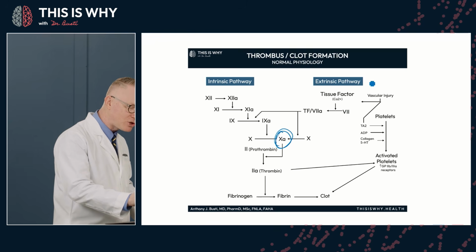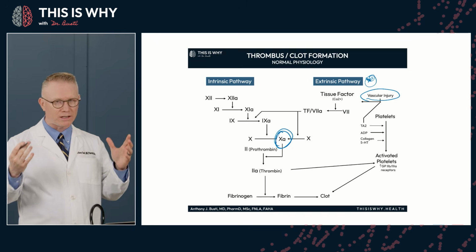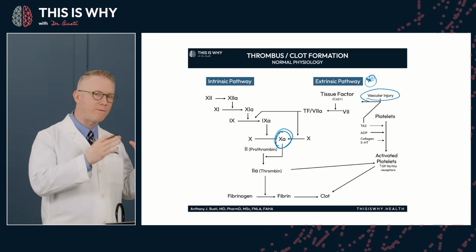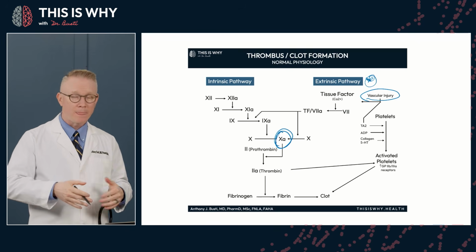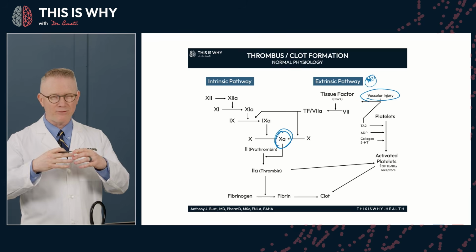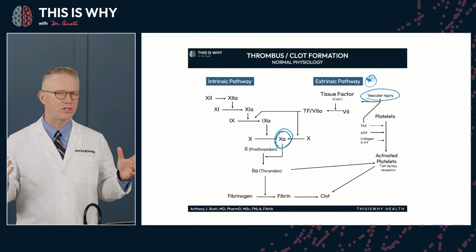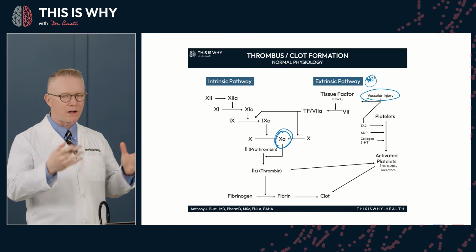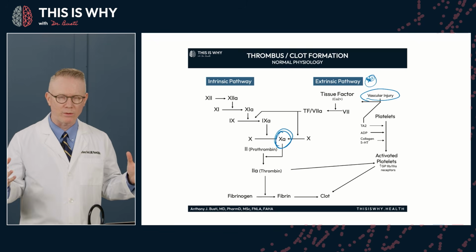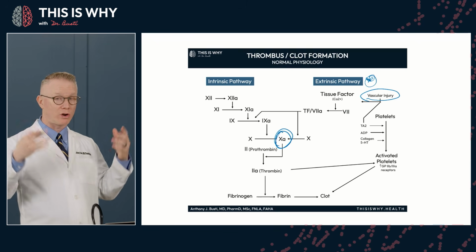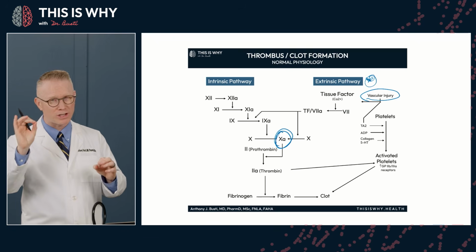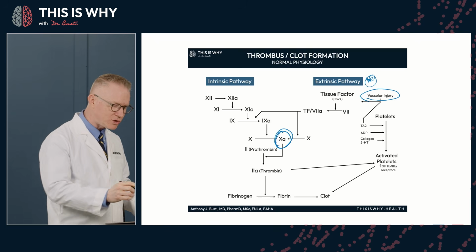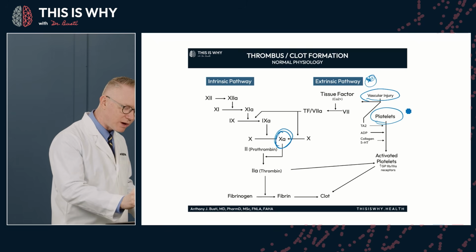Now, the extrinsic pathway over here is typically activated when we have some sort of vascular injury. It can be from trauma, it can be from surgery, it can also be from a vessel endothelial lining that has disrupted its function and has a bunch of inflammatory response going on, and it starts to turn on and activate the coagulation cascade, but also activate platelets. So you see that platelets are over here.